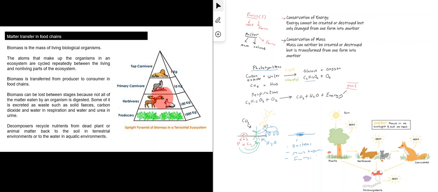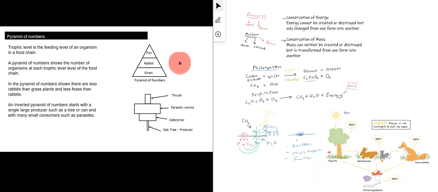And that's why food chains have to be small, because there's only so much mass and energy that can be transferred up through the food chains. And this is an example of that. So ways that we can represent food chains: we have a pyramid of numbers. Trophic level is the feeding level of an organism in a food chain.